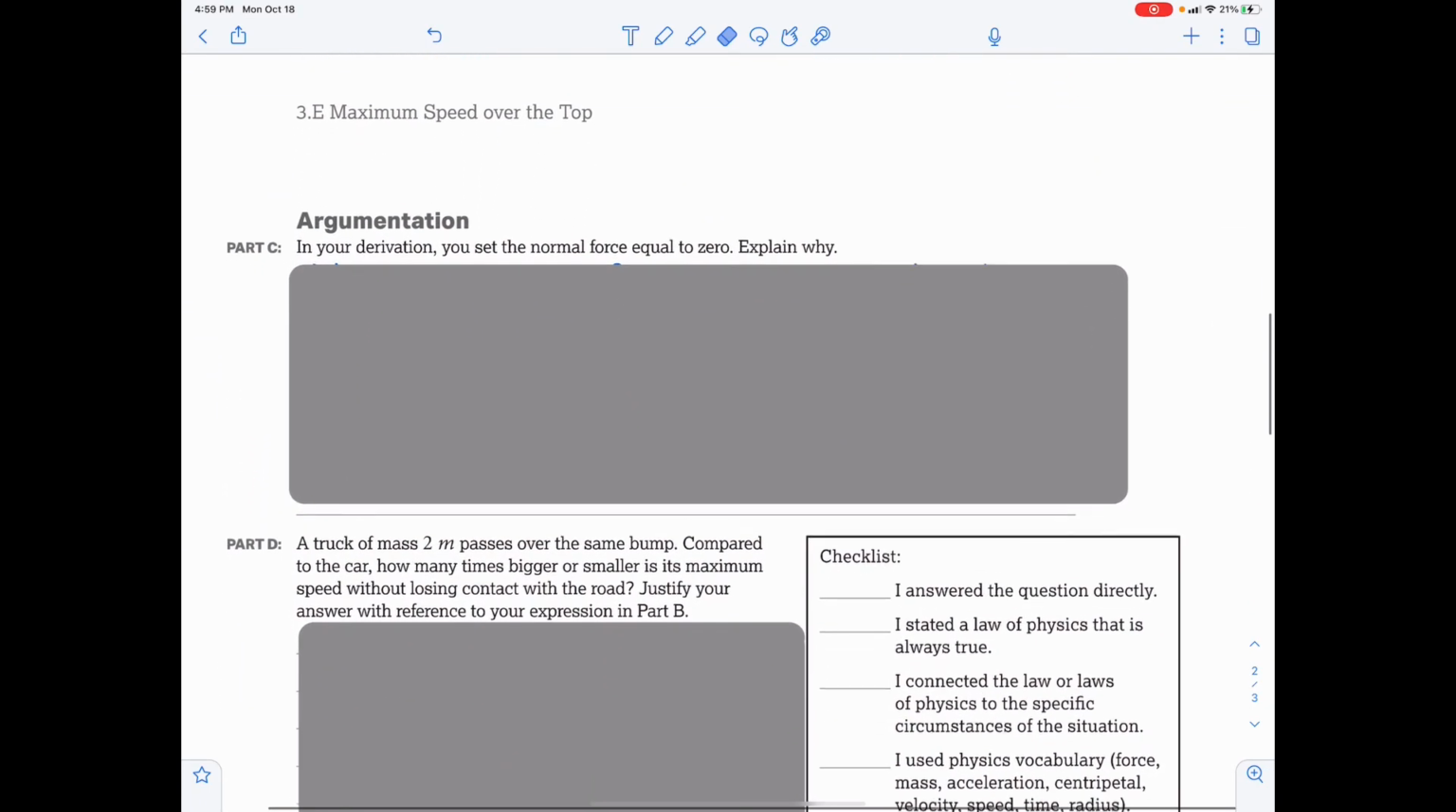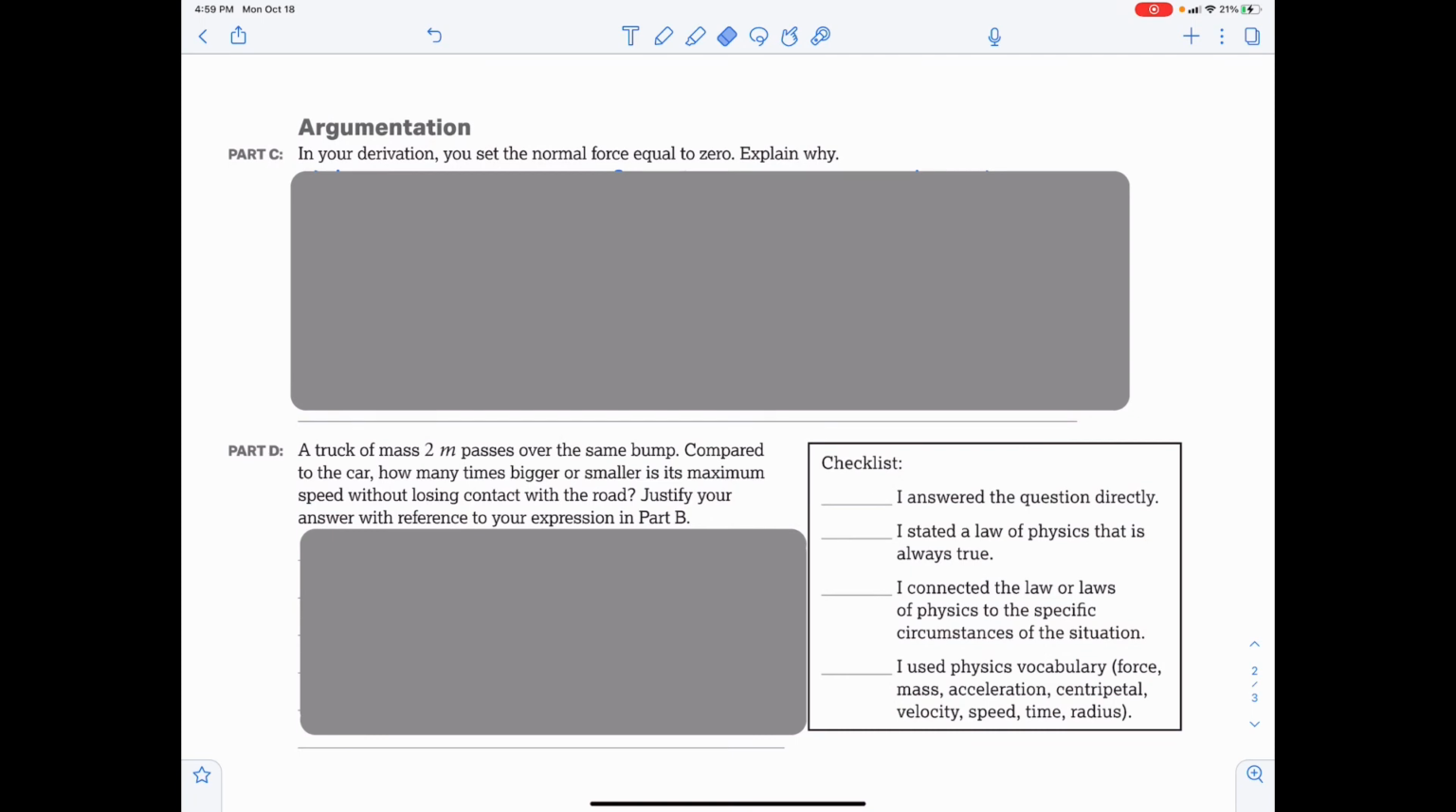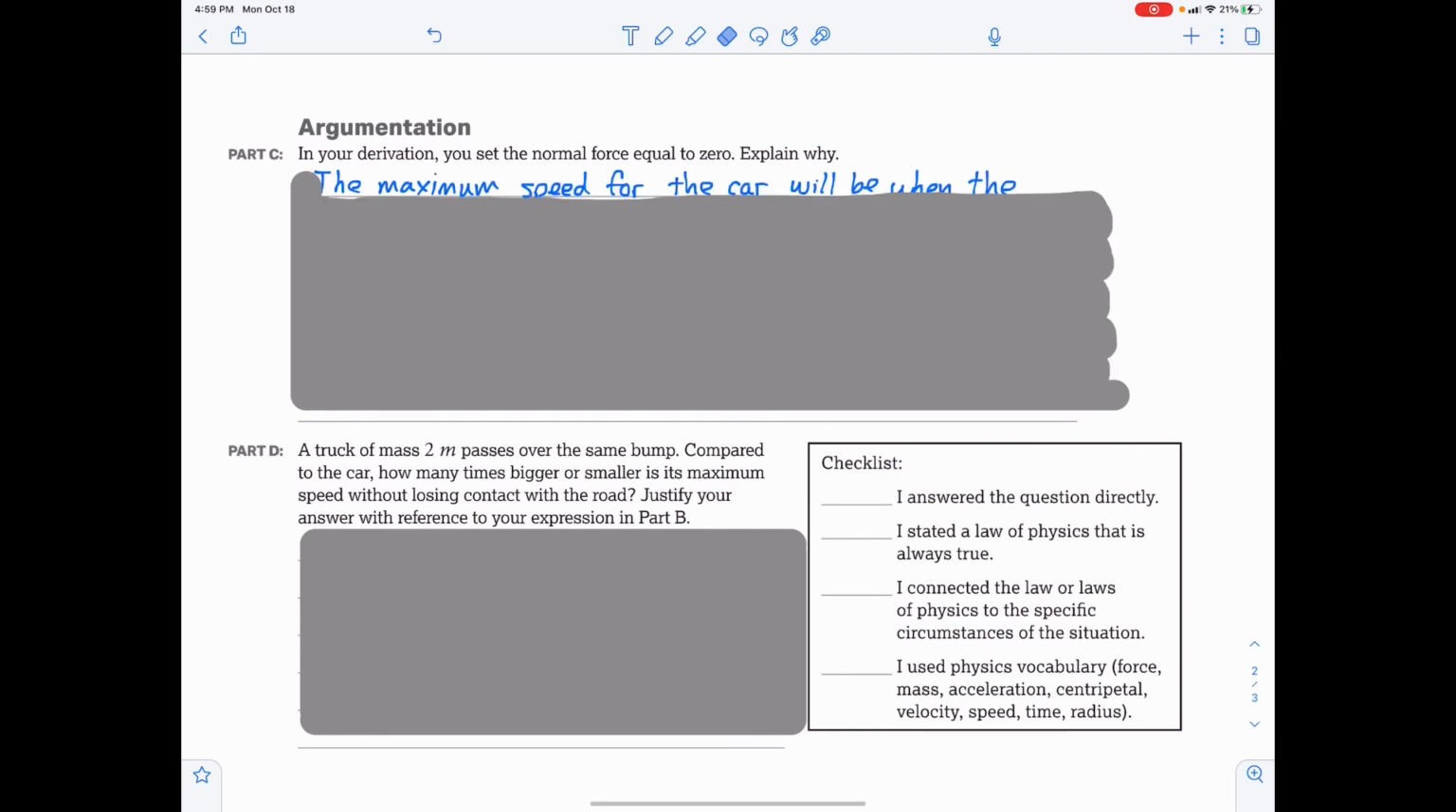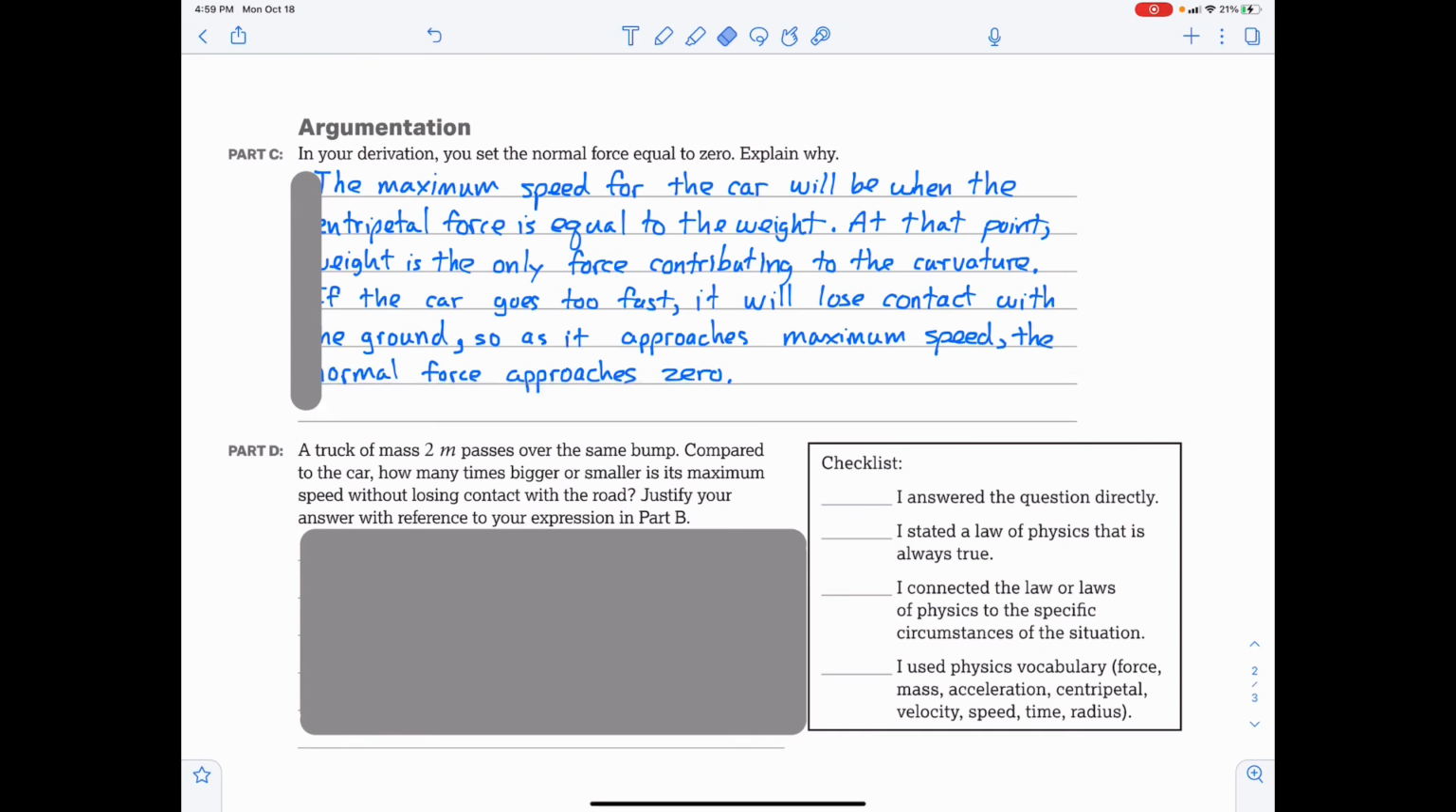Part C. In your derivation, you set the normal force equal to 0. Why? The maximum speed of the car will be when the centripetal force is equal to the weight. At that point, only the weight is contributing to the curvature. If the car goes too fast, it will completely lose contact with the ground. So as it approaches maximum speed, the normal force has to approach 0.